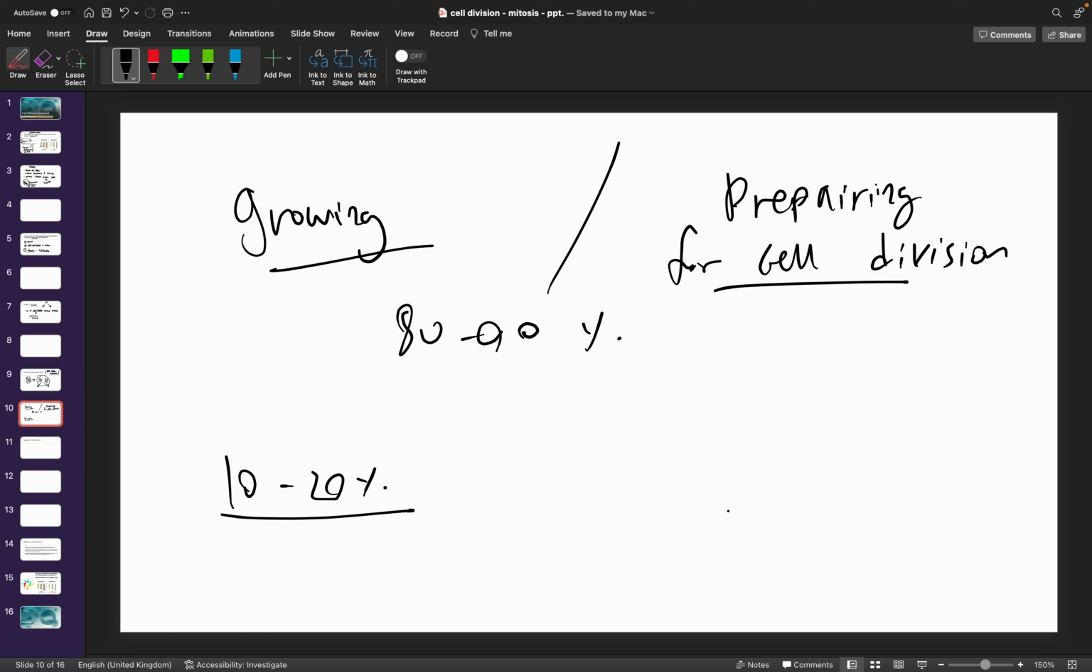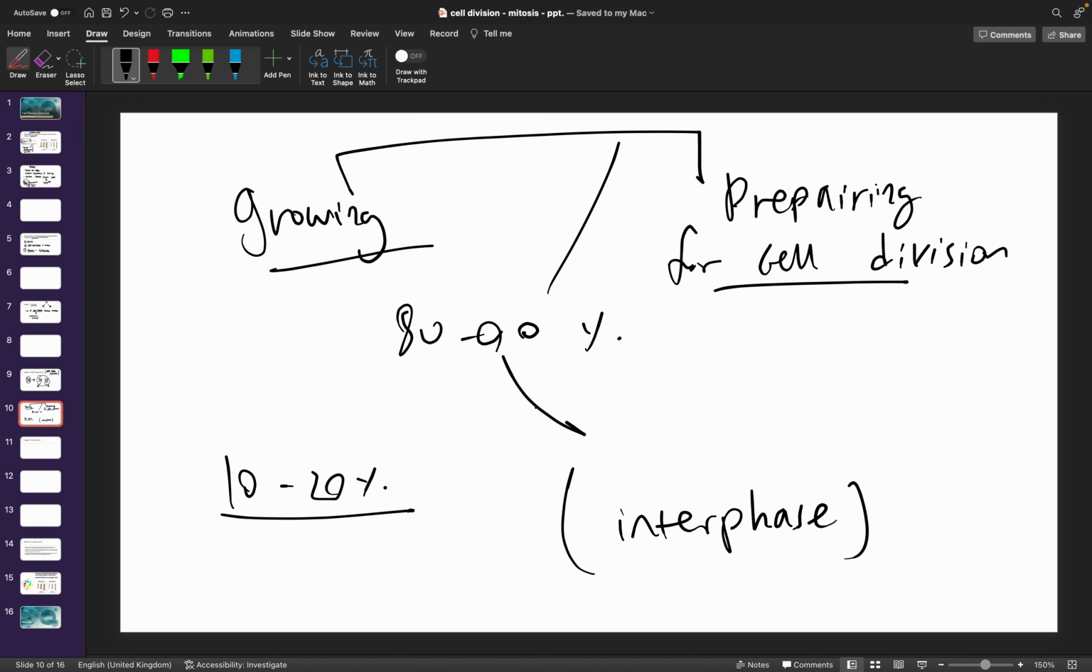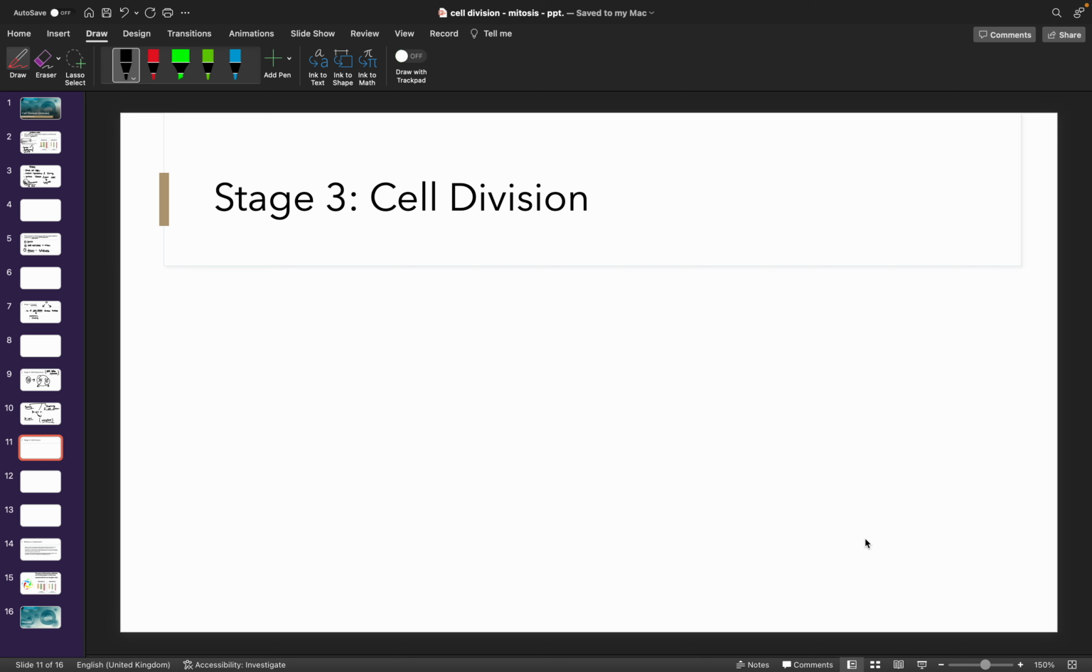And this period of time where the cell just grows and prepares is called the interphase. So the part where it spends 80 to 90% of the life of a cell growing and preparing for cell division is called the interphase. And then you finally enter the last part, cell division.